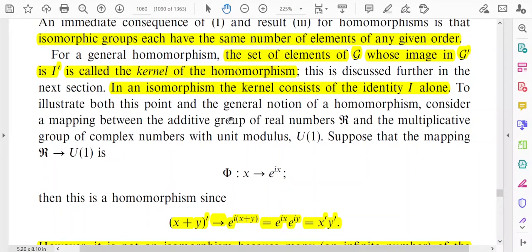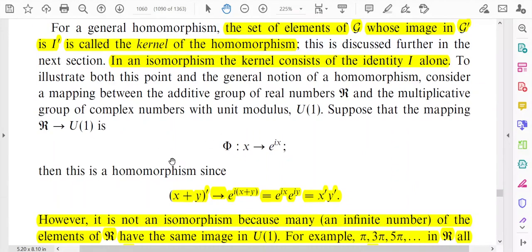So, to discuss the notion of the kernel, we consider a mapping between the additive group of real numbers R and the multiplicative group of complex numbers with unit modulus, U1. So, two groups are there. The first is the group of real numbers R, and the second is the group of complex numbers with unit modulus. We define that group as U1 to indicate the unit modulus, and the mapping between the two groups is defined as phi(x) corresponds to e to the power ix.